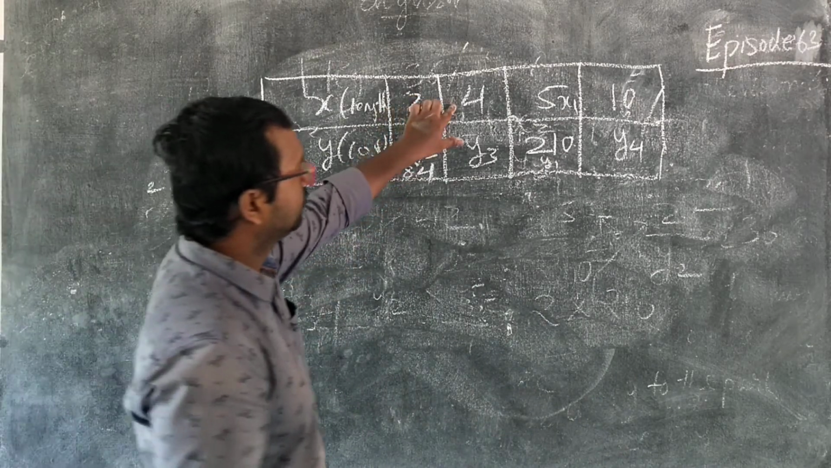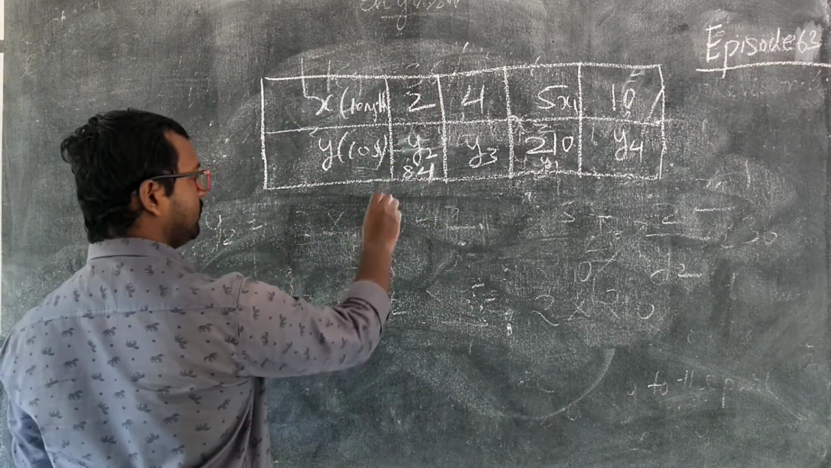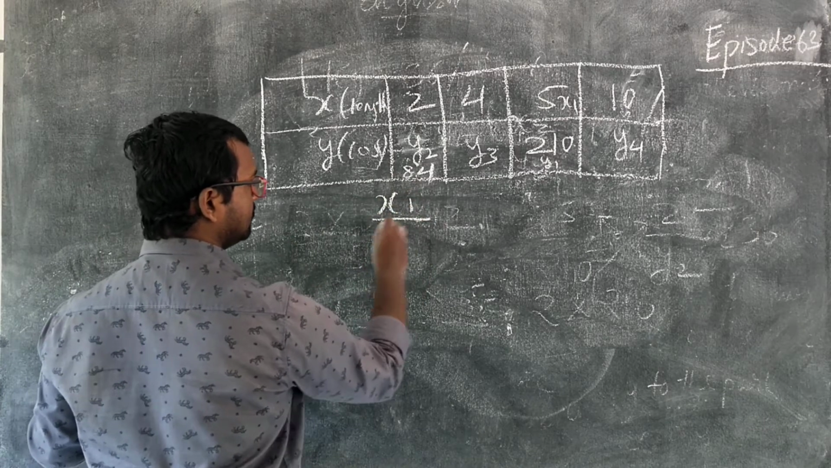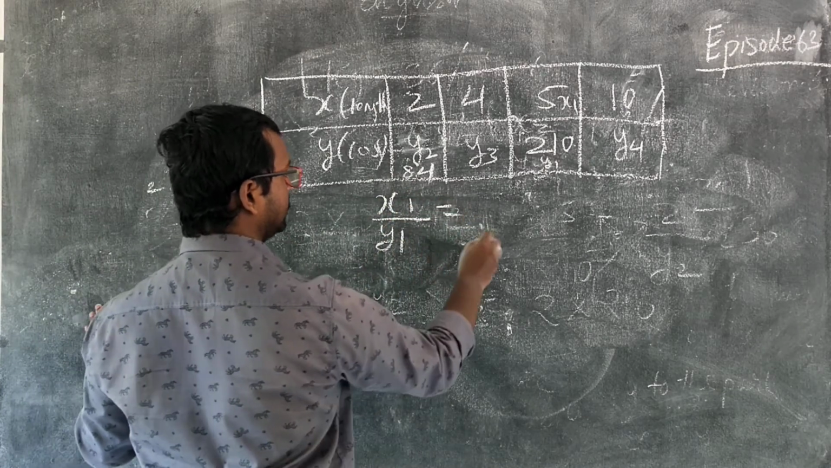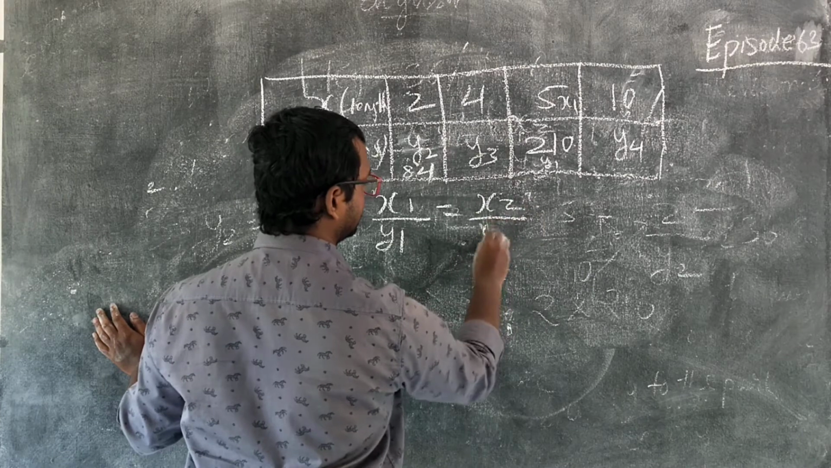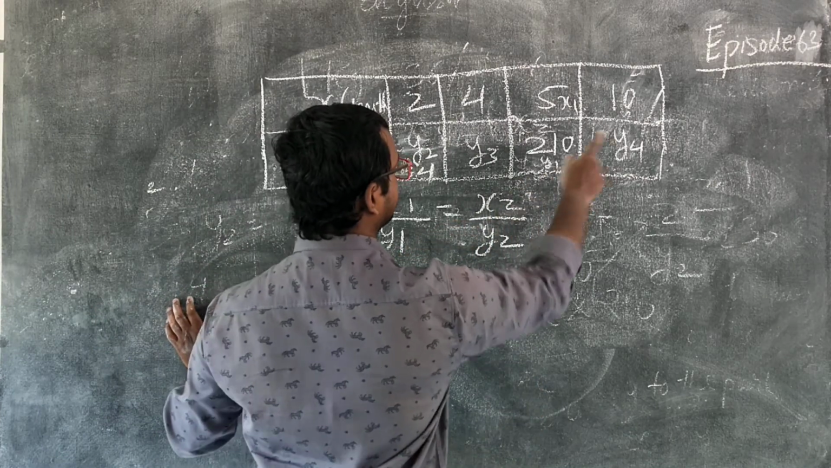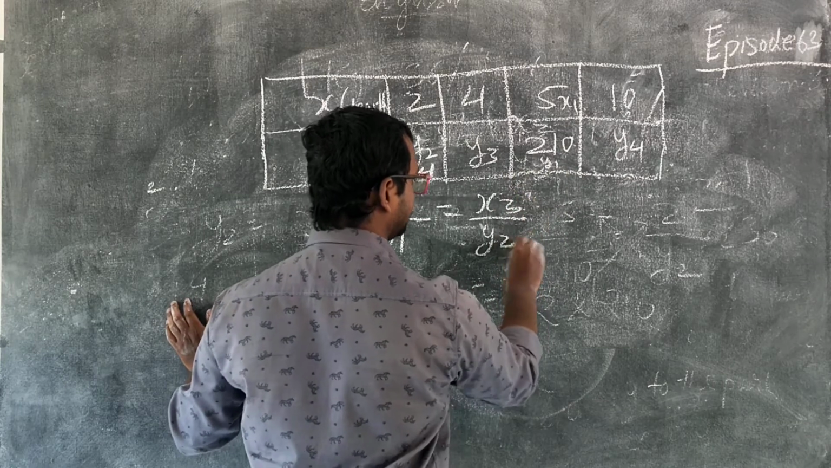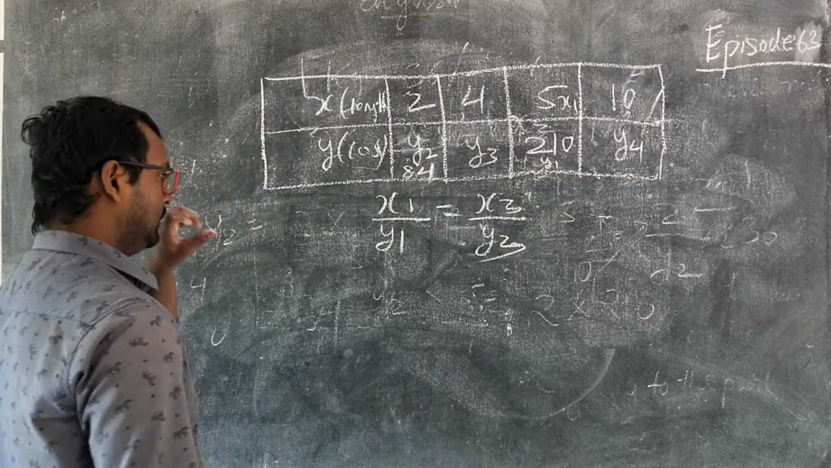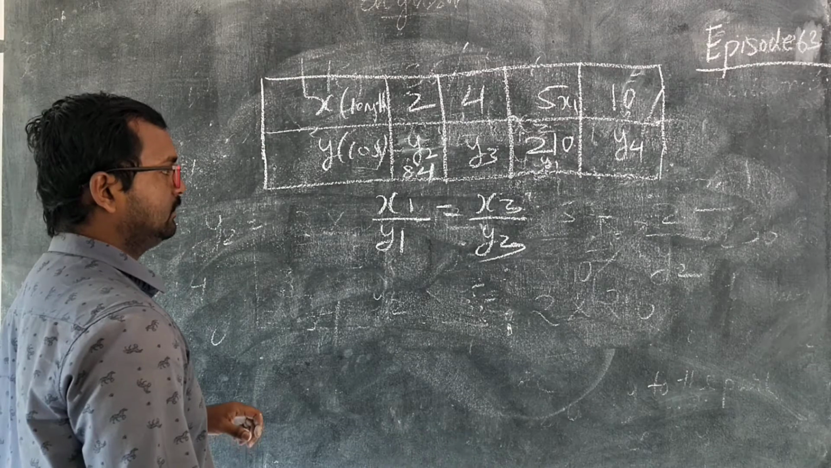So here 4 by y. Here also we have to apply the same formula, which is x1 by y1 is equal to x2 by y2. But instead of y2, we will put here y3 because this is what we have to find. So y3. Okay. So x1 by y1 is equal to x3 by y3.